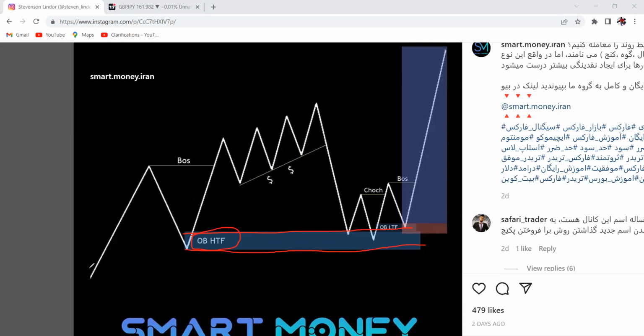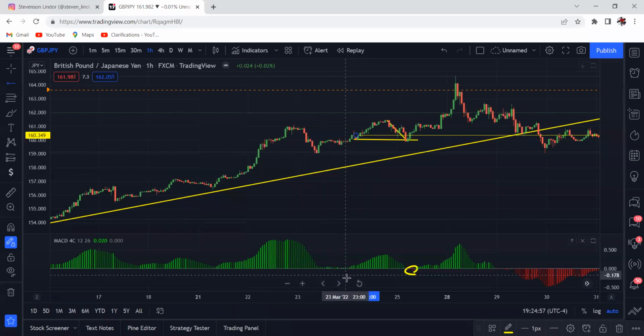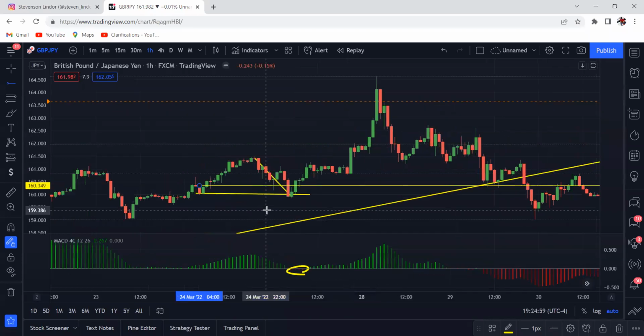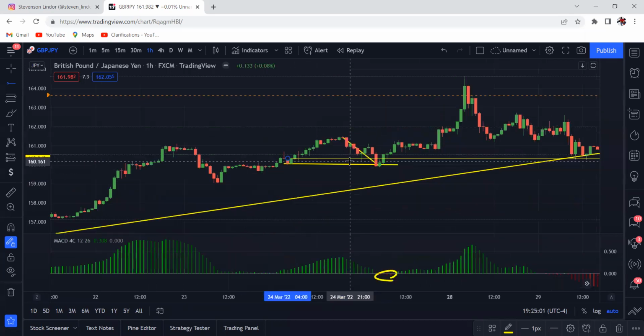So for example, this buy right here, this is a demand zone. Boom, we broke structure, right? And then price came back and retested before taking off. So pretty much the same thing over here. So now, instead of just waiting on the 1 hour for all this to happen, right?